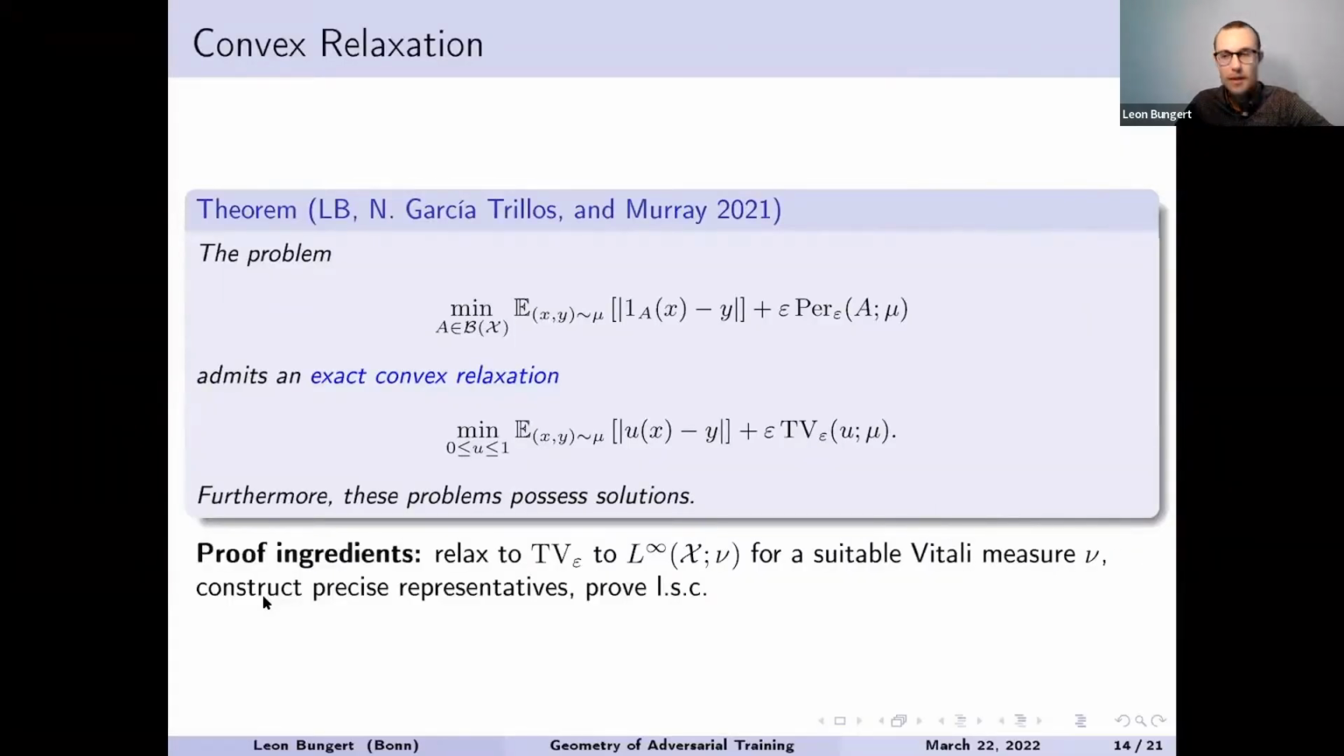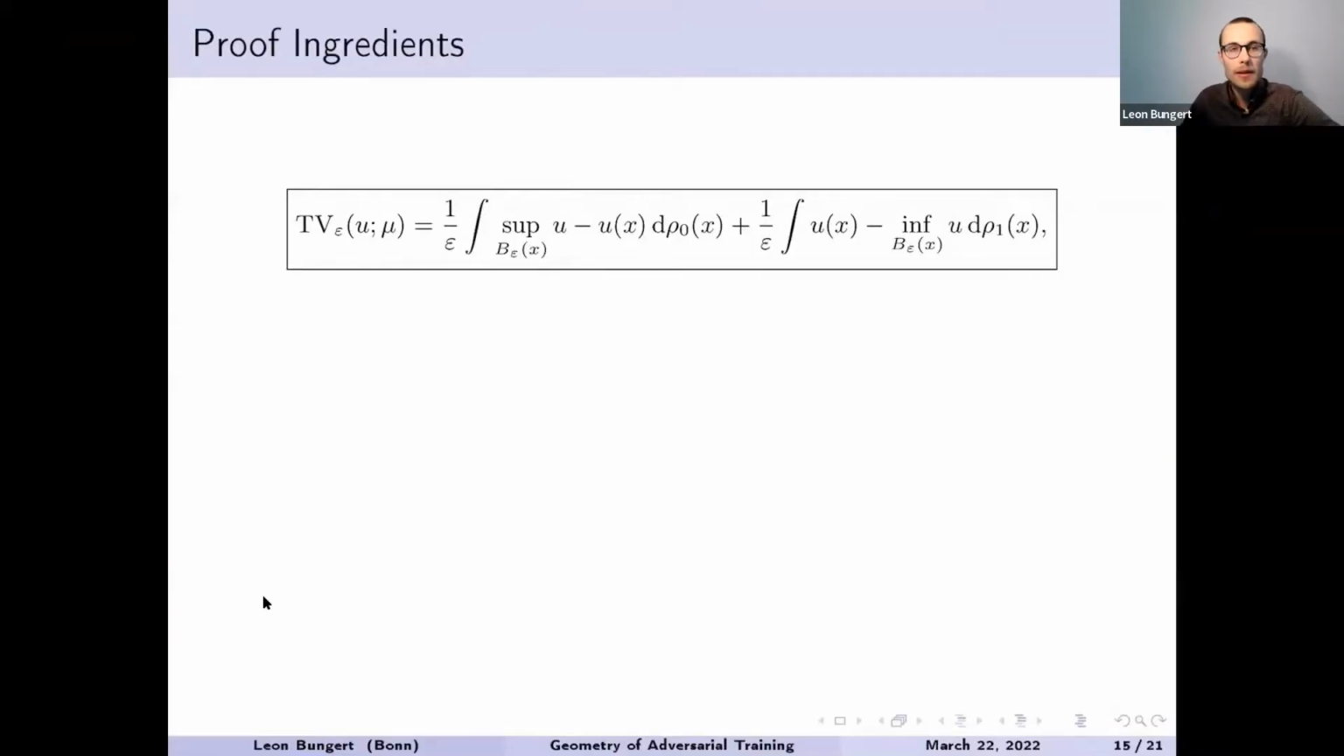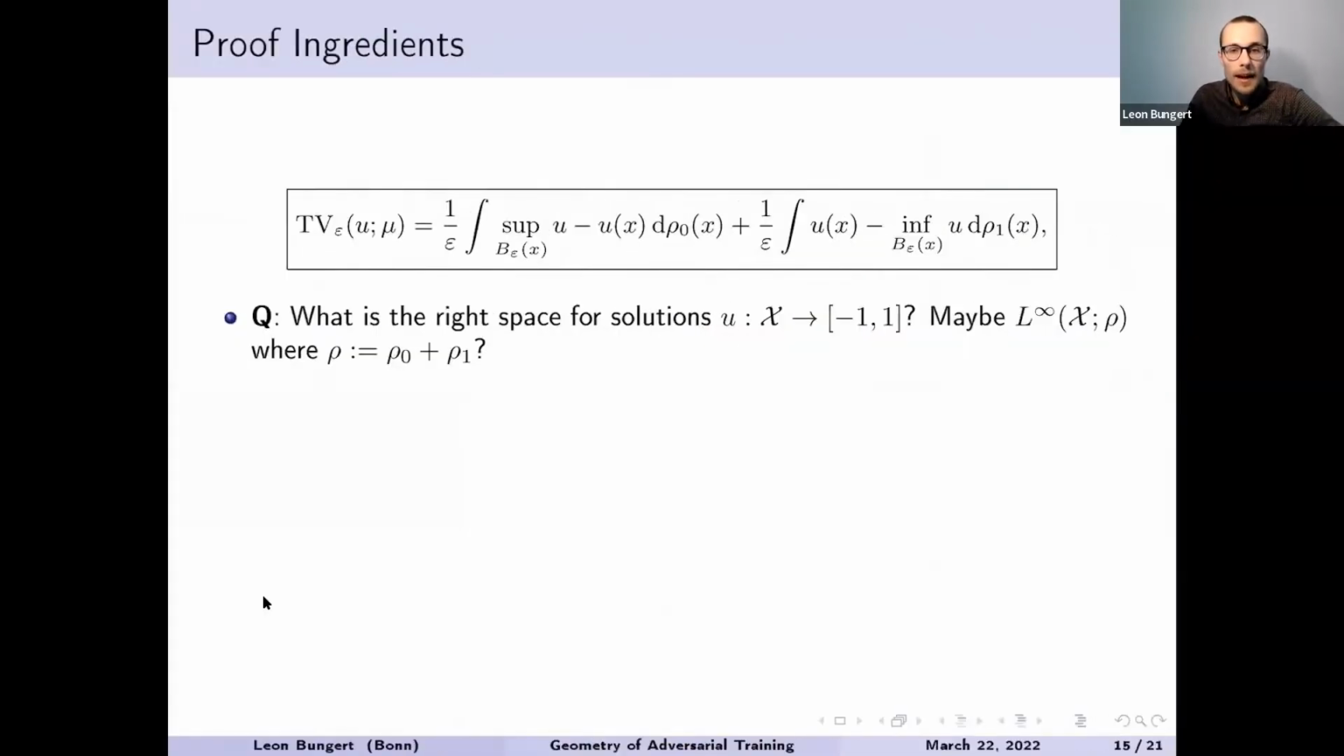Right, so the proof techniques here are somewhat intricate because you have to work a lot to prove existence. And the main issue is the lower semi-continuity of these functionals here. And for this, one has to relax the total variation to a suitable space of Lebesgue functions on the metric space. One has to construct a so-called Vitali measure nu, construct precise representatives, and then finally one can prove lower semi-continuity. So there are some technical steps here which I don't want to go into detail about. Let me just mention the main ingredients for the proof. And so the first question that you have to ask yourself is, what is the right space of solutions that you should be working with?